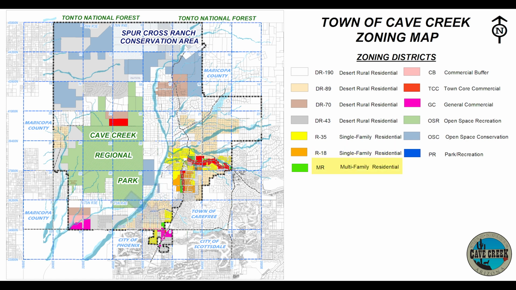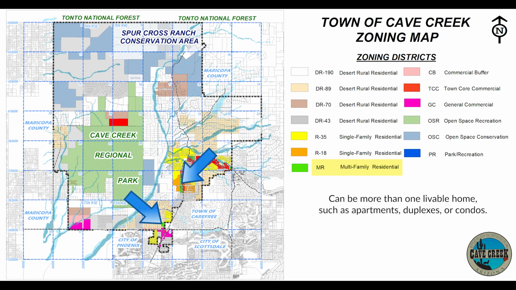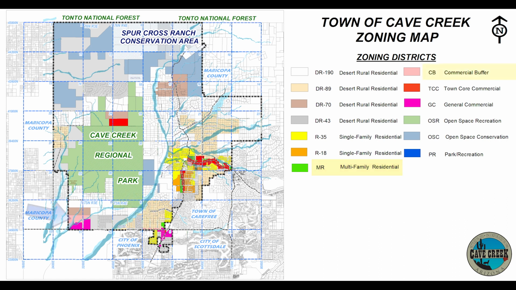MR in green is multi-family residential. Here there can be more than one livable home, such as apartments, duplexes, or condos. CB in pink is commercial buffer, which is an intermediate commercial zone between businesses and residential land. This is not to say that nothing can be built here, but the permitted uses allowed here are generally of less intensity. In other words, businesses more compatible to the surrounding neighborhoods.